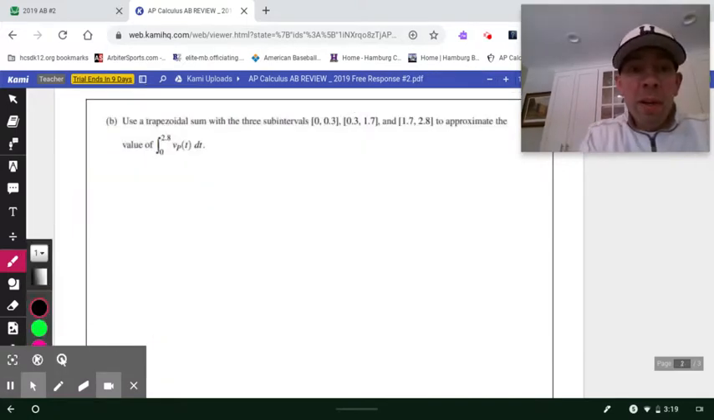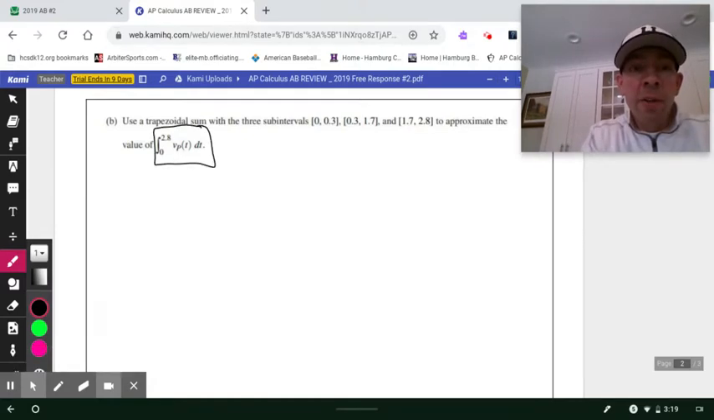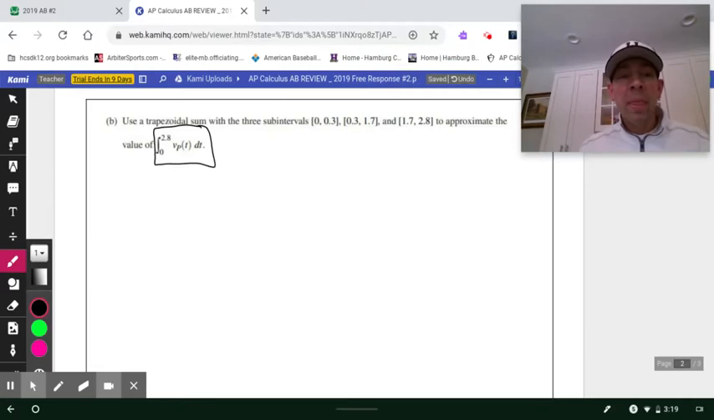All right, in part B, we're going to try to approximate the value of this definite integral using a trapezoidal sum. In other words, just like any definite integral, we're trying to approximate the area underneath that curve, and we're going to use the area of our trapezoids to create that approximation.